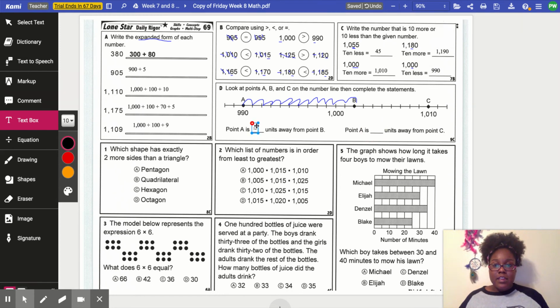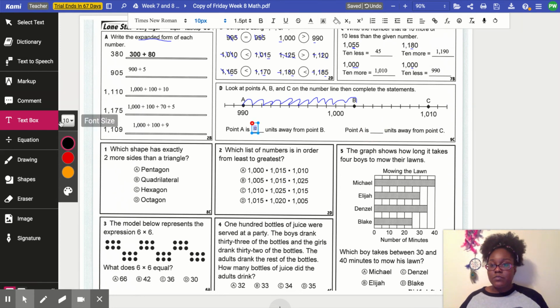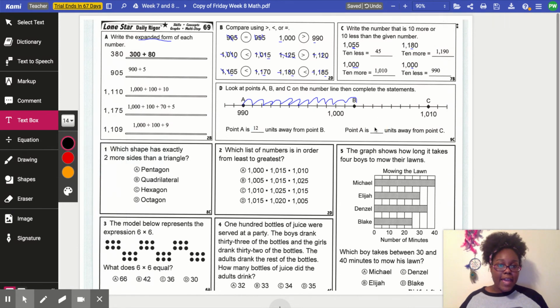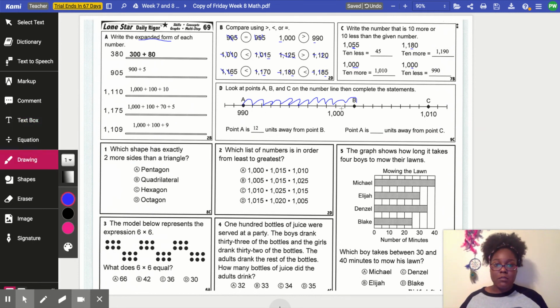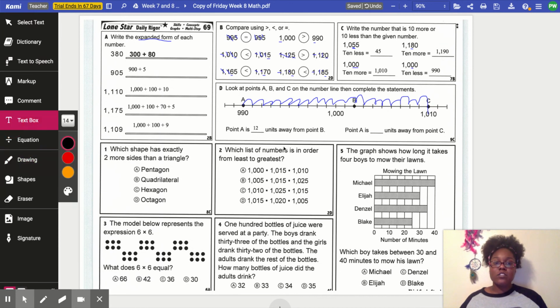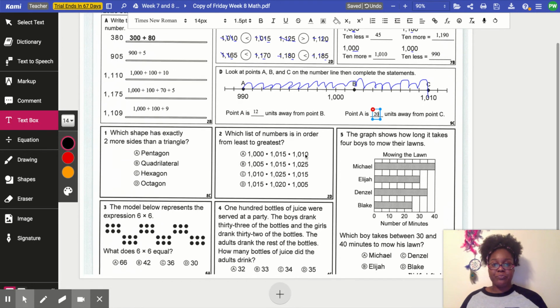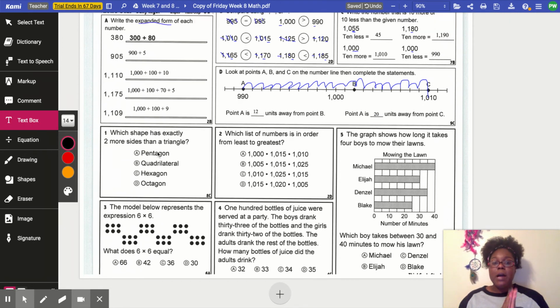And then I guess I can make my numbers larger. Point A is how many units away from point C? Well, I was already at 12, so I'm going to keep going. 13, 14, 15, 16, 17, 18, 19, 20. So point A is 20 units away from point C. Boom. Moving on.